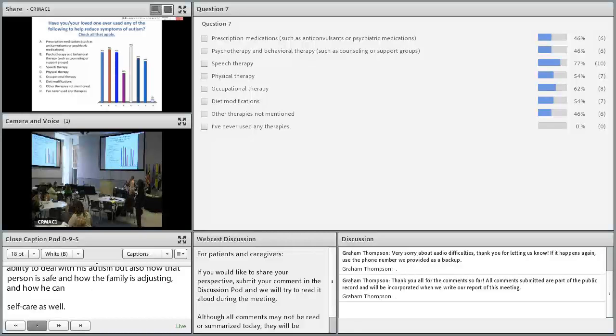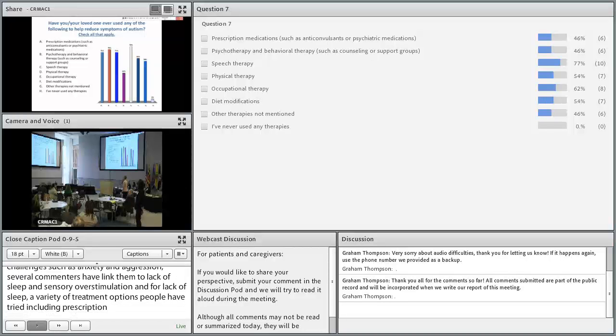Not as much about psychiatric medications, but a summary regarding behavioral challenges such as anxiety and aggression. Several commenters have linked them to lack of sleep and sensory overstimulation. For lack of sleep, people have tried a variety of treatment options, including prescription medication, but also things like meditation, relaxation, or music therapy. Similarly, for sensory overstimulation, they try to get systems at either school or in public places where they have headphones or other methods to control noise and lights.